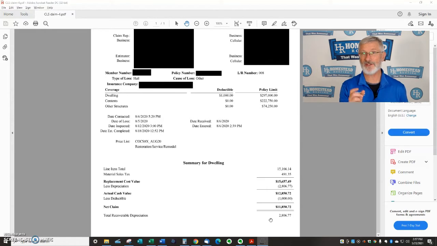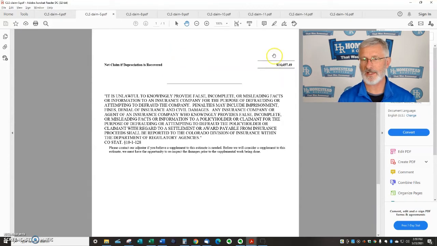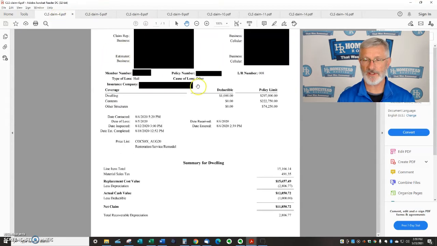Because if you have just an actual cash value policy, then all you're going to get is this amount here. You're not going to get the depreciation at all. Now, these numbers roll over onto the next page, so I'm going to open up the next page. Like I say, usually this line is on the previous page at the bottom, but since they've got so much information here, it rolled over onto the next page.